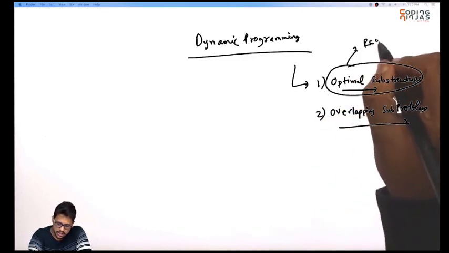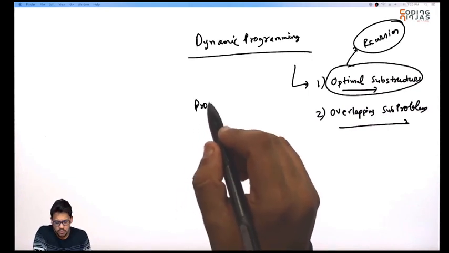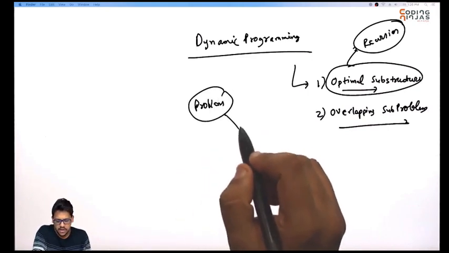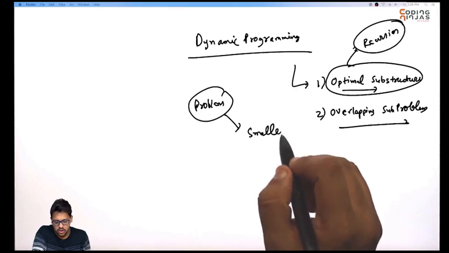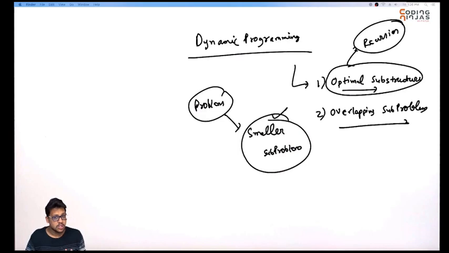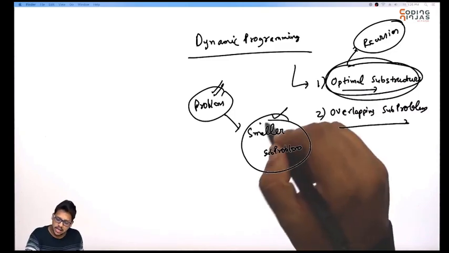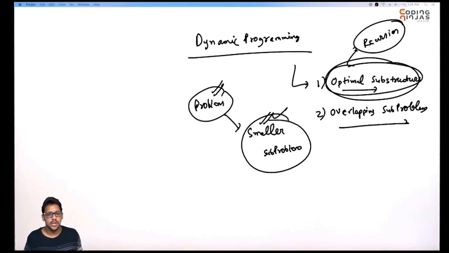We have studied it in detail in recursion. Optimal substructure is my problem can be solved if I know the answer of smaller subproblems. If I know the answer of smaller subproblems, I can solve my problem. That is what is optimal substructure. Okay, so wherever you apply recursion, that means your problem is depending on smaller subproblems. That means it is following the optimal substructure property. So dynamic programming will apply to the problems which have the optimal substructure property.